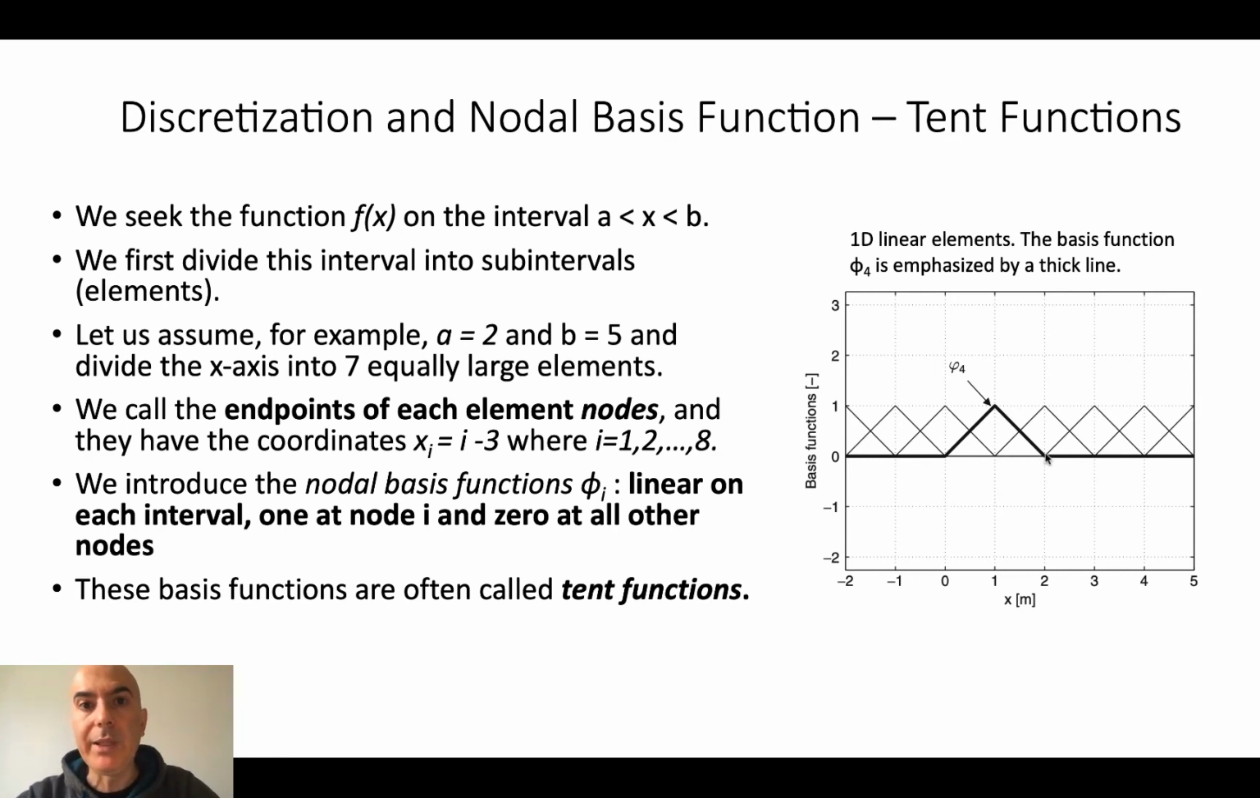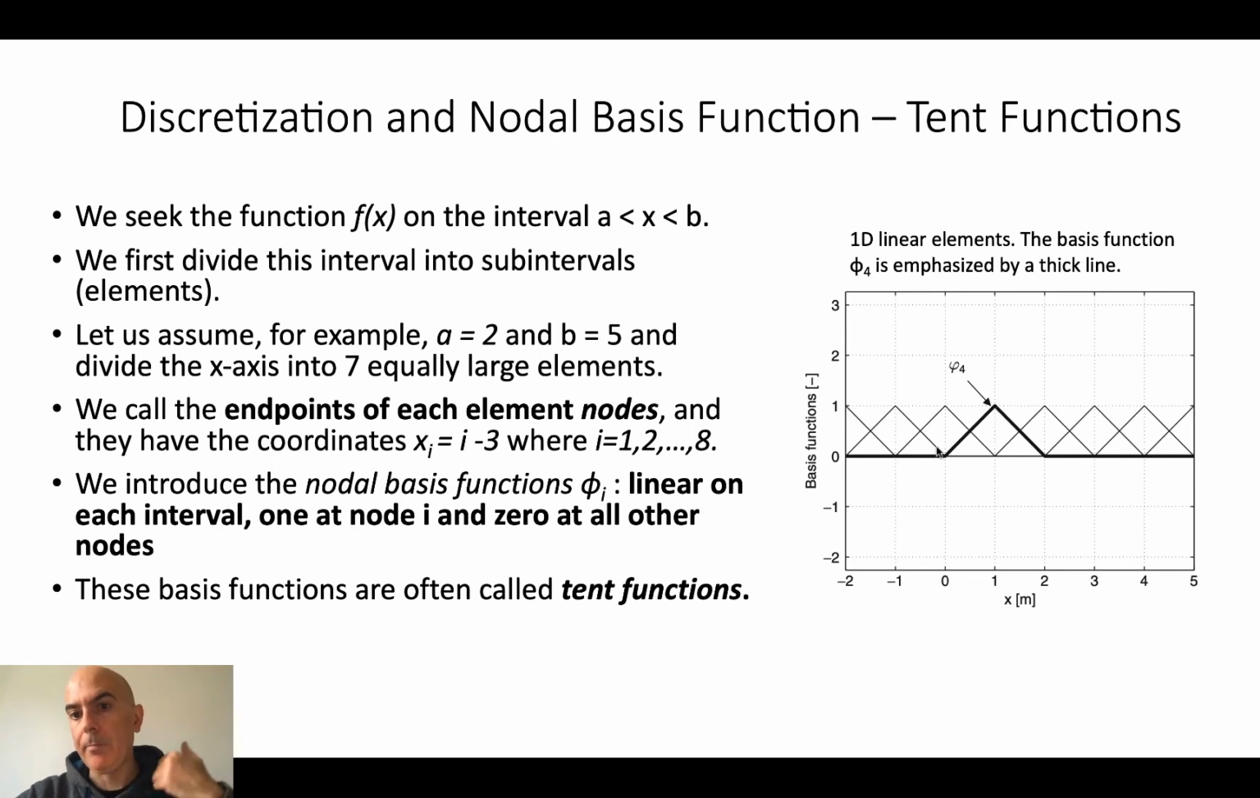Outside this domain, which includes this element here and the element here, the function will be 0. So the nodal basis functions are linear functions on each interval in the adjacent domain, equal to 1 at node i, as you see in this case, and 0 at all other nodes. These basis functions are often called tent functions. In the plot on the right, you see 1D linear elements. The basis function phi 4 is emphasized by the thick line.